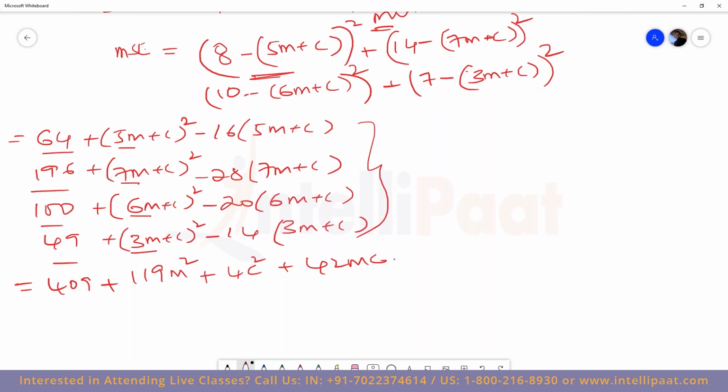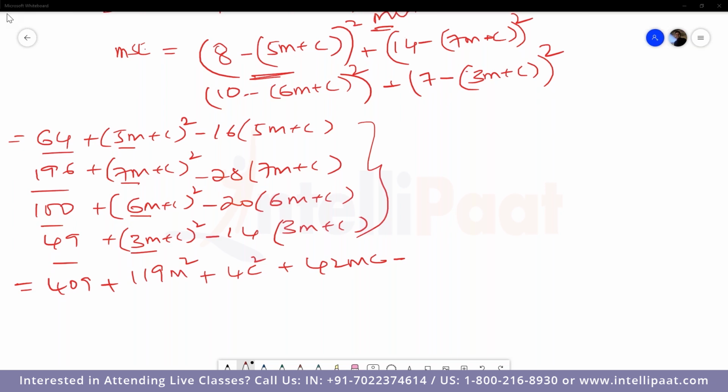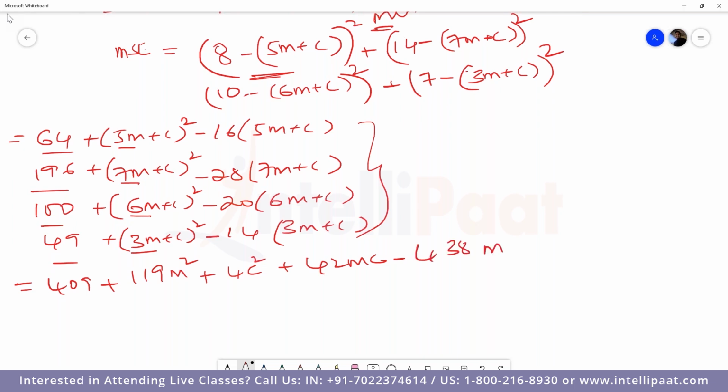How many M? Minus some M and some C. What will be that sum M? This is 80M. This is 96, 196, 80, 120, 42. Anyone? What about the M? M and C both. It's all negative, right? So the whole thing. Okay. So this is going to be 438M, and the C term is what we're left with.